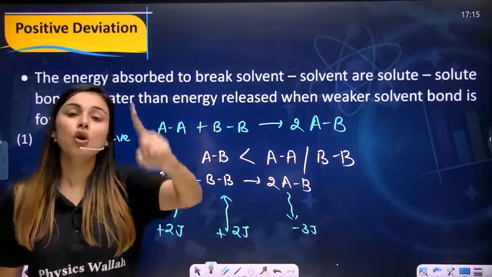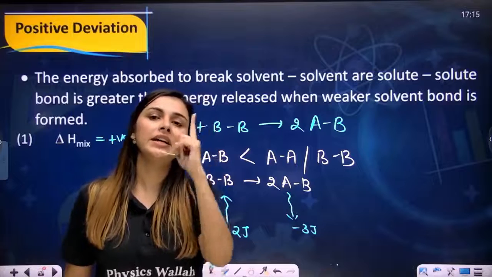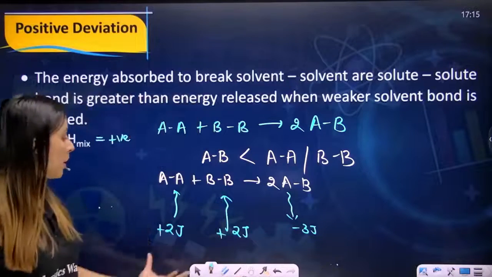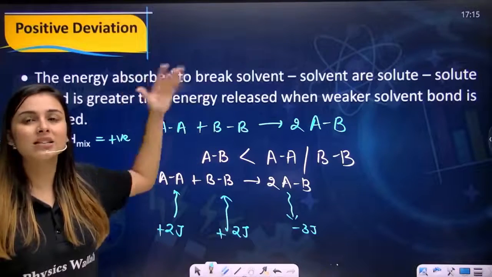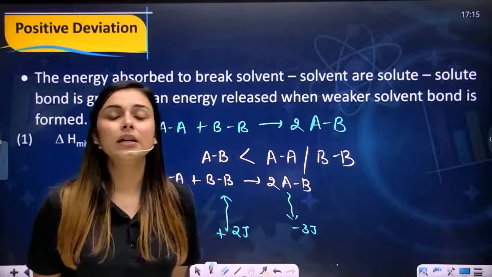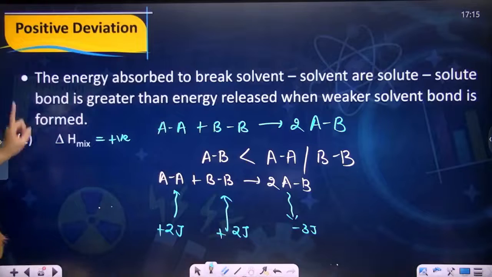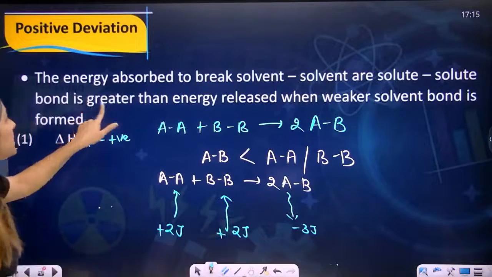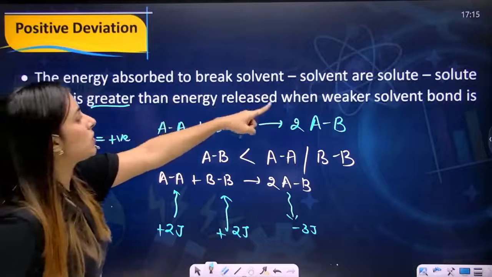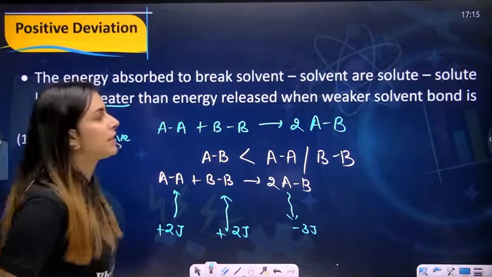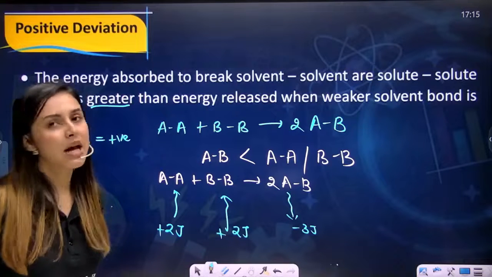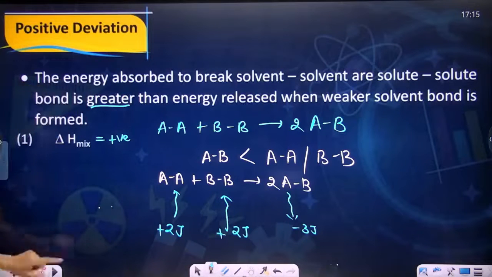Yes. So for a positively deviated solution, delta H mixing is positive. Why? Because the amount of energy absorbed is more as compared to the amount of energy released. Now you can read this. The energy absorbed to break the solvent and solute bond is greater than the energy released when the weaker solvent bond is formed, right? Yes, I hope you're clear with this. Now we can move forward.